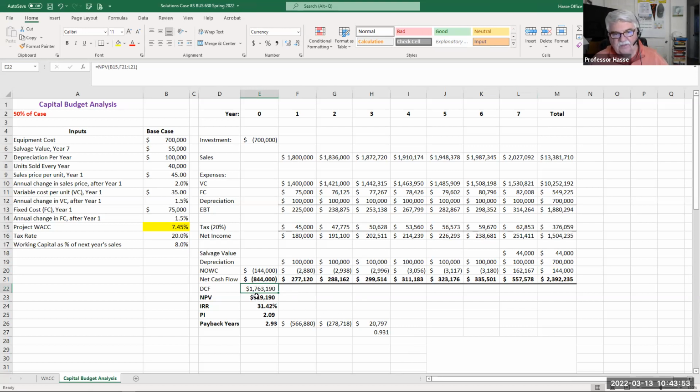$1,763,190. Take that as a comparison to the net cash flow in year 0 of 844,000. We get a net present value of $919,190. That's an internal rate of return of almost 31.5%. A profitability index, the relationship of discounted cash flow to the net cash outlay, of 2.09 times, and a payback in 2.93 years. All very, very good return figures.